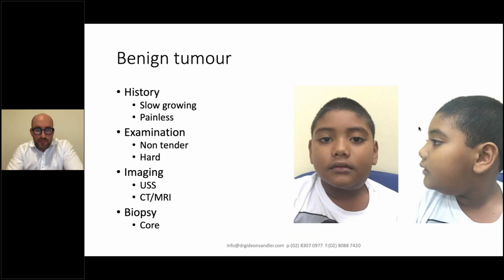The ultrasound didn't really yield very much, so we did an MRI, and I'll show you what the picture looks like in a moment, but we did a core biopsy and it was diagnosed as a desmoid tumour.